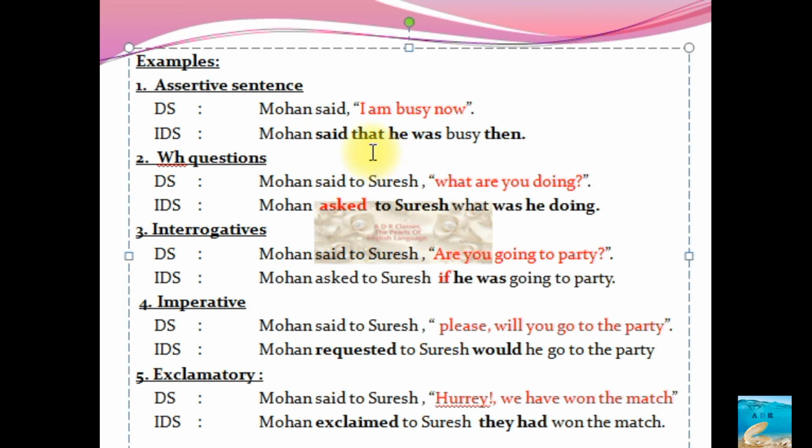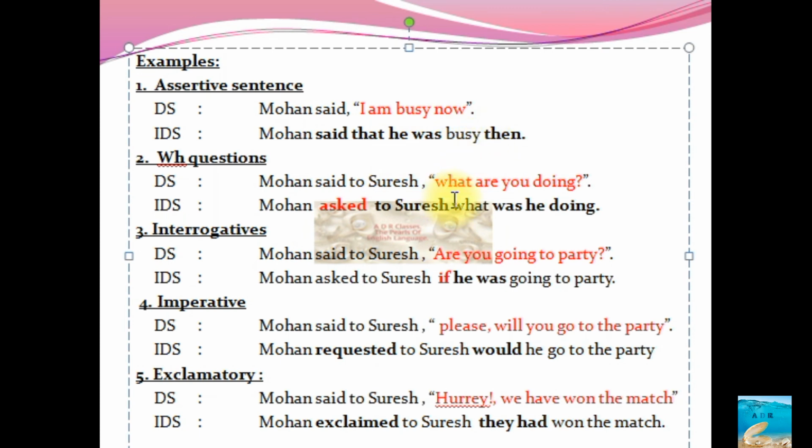Mohan said that he was. I has become he because the pronoun I is changed into he. First person singular is converted into third person singular. I becomes he, am becomes was. Busy remains the same, now becomes then. I have highlighted the changed words there. Inverted commas are not used from direct to indirect sentence. In the indirect sentence, inverted commas are not to be used.